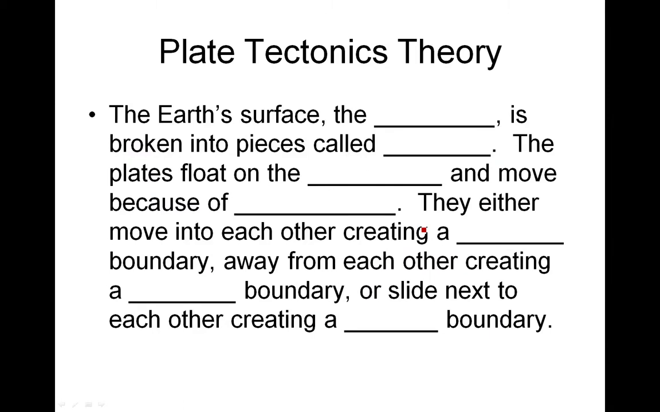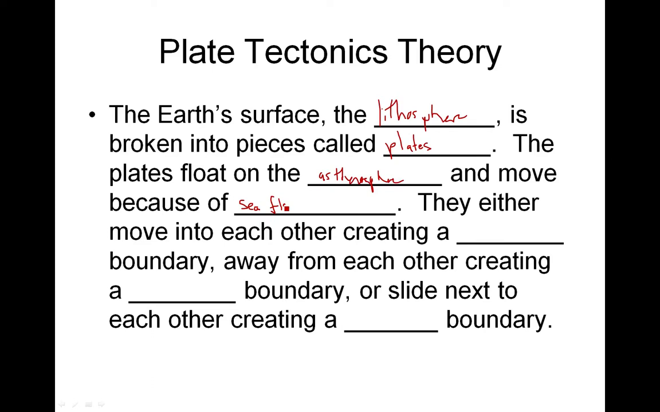A guy named Dan McKenzie usually gets credit for developing this in the 1970s. Basically, he took all the information from Wegener, from Hess, from Vine and Matthews, from Cox and Dalrymple, everybody, put it all together to come up with this new theory called plate tectonics. So, the Earth's surface, the lithosphere, is broken into pieces called plates. The plates float on the asthenosphere and move because of seafloor spreading.